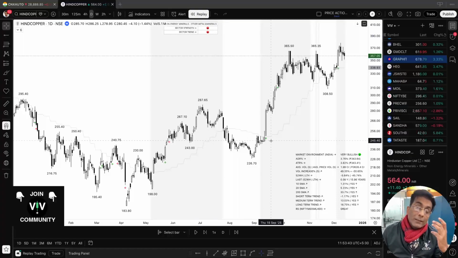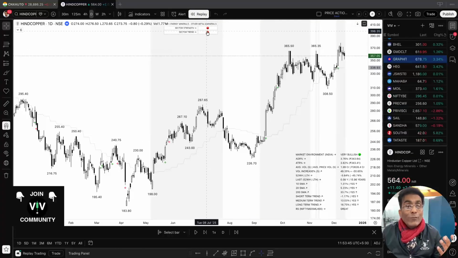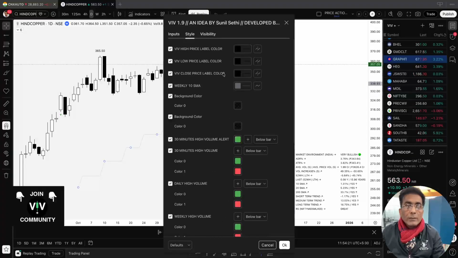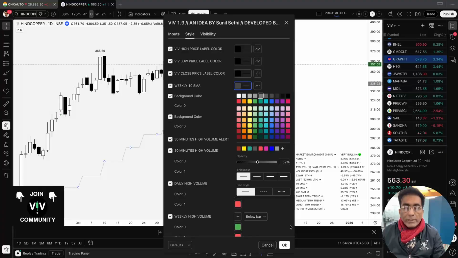But my thought process was: if non-energy materials are not showing that strength, why is Hindustan Copper showing so much strength? That means it is a leader. Maybe something is cooking in this sector, so I bought it because my risk was low. My stop loss was under 300, half percent under 340 rupees or something like that, because there was a footprint also. Let me change the color of the 10-week moving average so that it's visible.